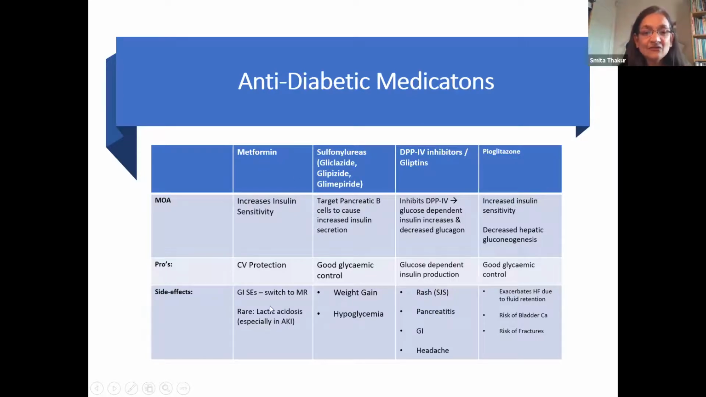Main side effects for metformin are GI side effects. If the patient is getting them, swap them to modified release, which is very well tolerated. Lactic acidosis is a very rare complication. Sulfonylureas: weight gain and hypos. DPP4 inhibitors: rash, pancreatitis, GI side effects, headache. Pioglitazone, as we discussed earlier with Professor Birmani, has an increased risk of bladder cancer, risk of fractures, and exacerbates heart failure.